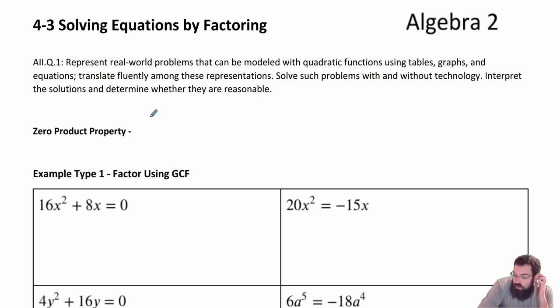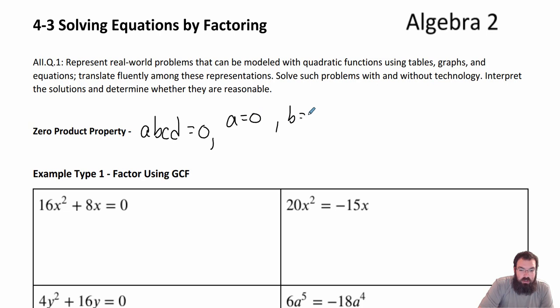So the zero product property is pretty important for us, because without this property we wouldn't be able to do what we're doing. What it means is that if I have two or more things, it doesn't really matter how many, and they're all being multiplied and they are equal to 0, then the property states that each individual thing must equal 0. And then we solve for whatever A, B, C, and D are.